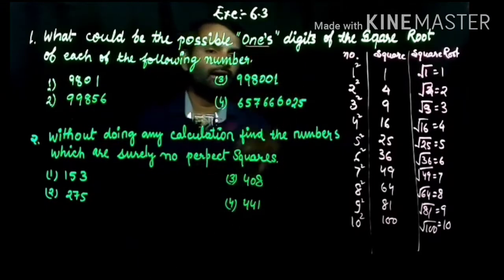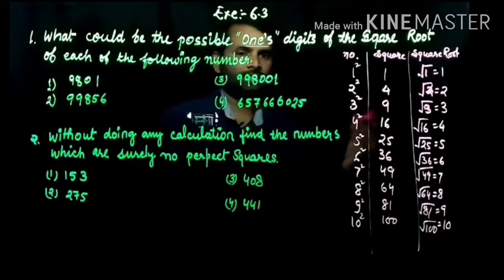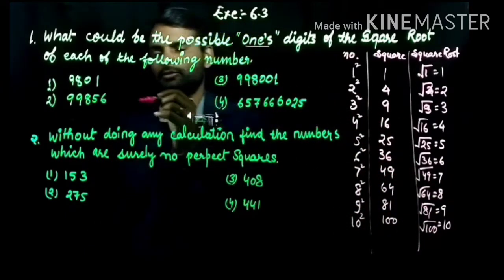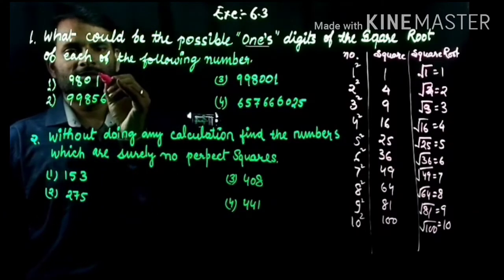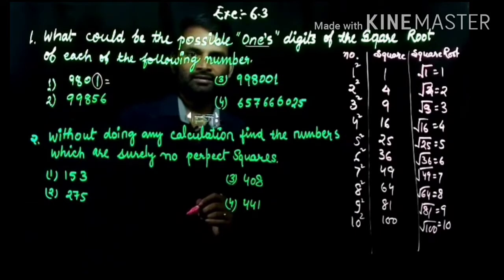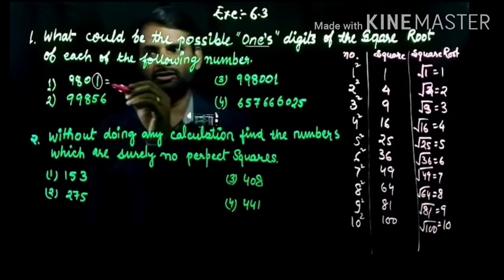Ones digit means the first digit from the right-hand side. Suppose, for example, this is 1. The last digit is 1, that is the ones digit of the given square.